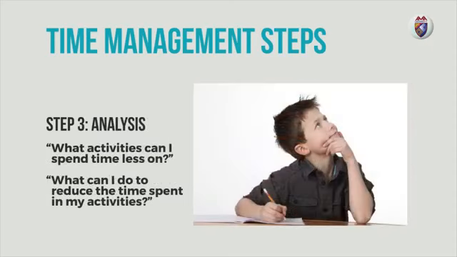Third step is for you to analyze your daily time use. During this step in time management, it is important for you to ask yourself questions like, in what activities can I spend less time on? Or, what can I do to reduce the time spent in these activities? Maybe you spend time surfing the internet a lot instead of getting a good night's sleep. Maybe you spend more time watching TV rather than exercising.